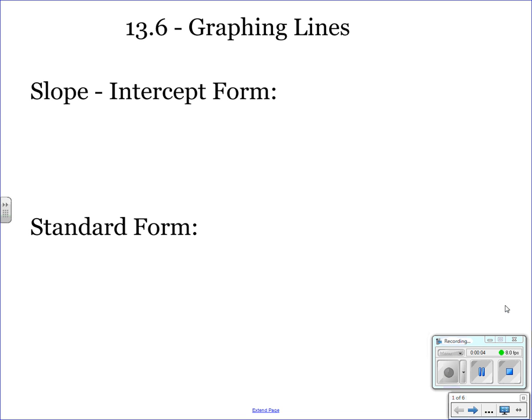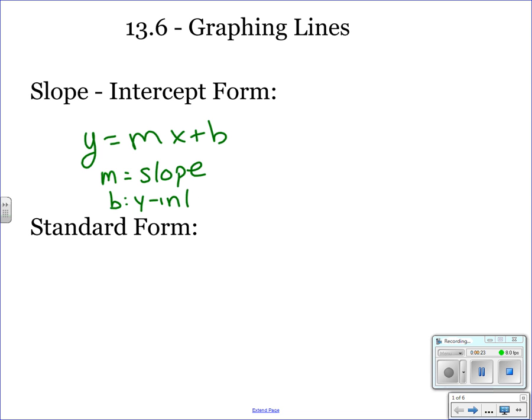Today we're going to be talking about graphing lines. And there's really two forms I want you guys to know. Slope-intercept form is the most common one. You guys probably dream about this one at home. Y equals mx plus b, where m is the slope and b is the y-intercept, where the graph hits the y-axis.